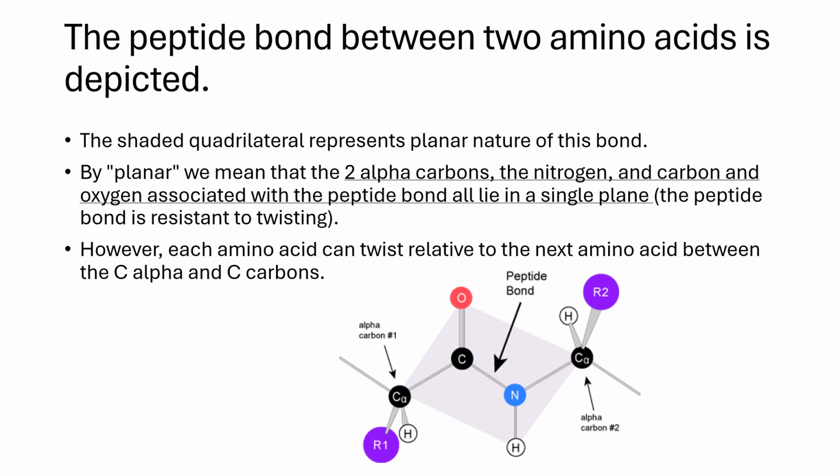However, each amino acid can twist relative to the next amino acid between the C alpha and C carbon, so they can actually twist and turn, but the planar structure is not going to change. They may twist and turn.